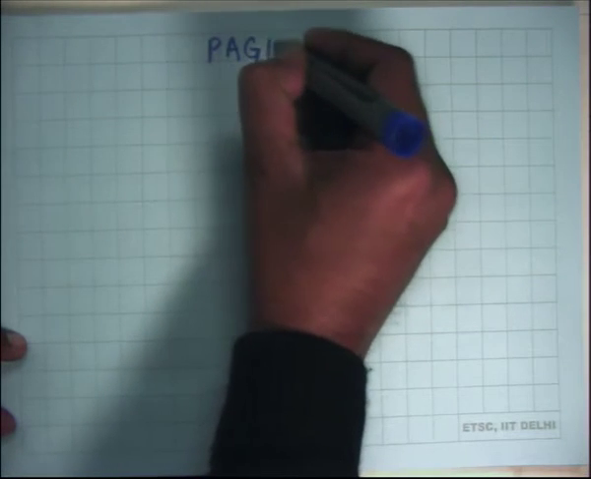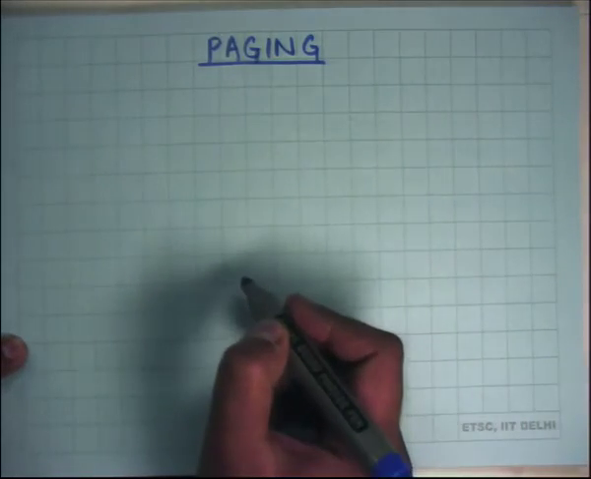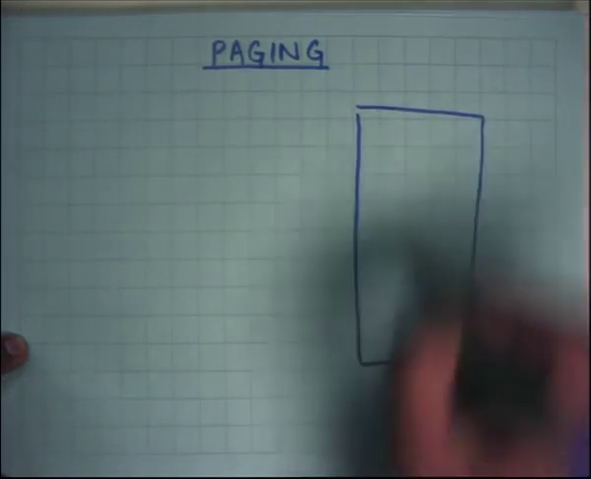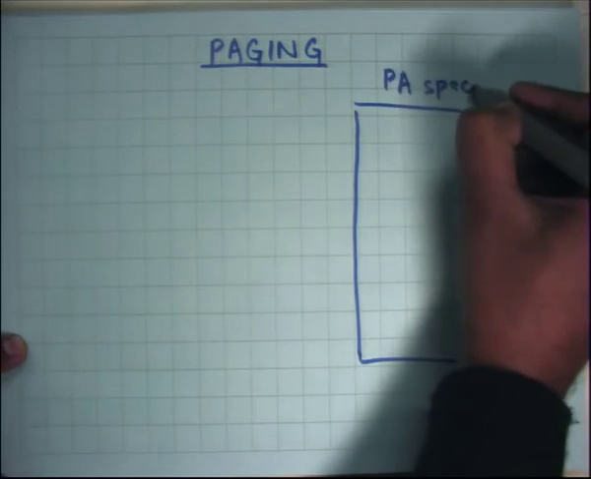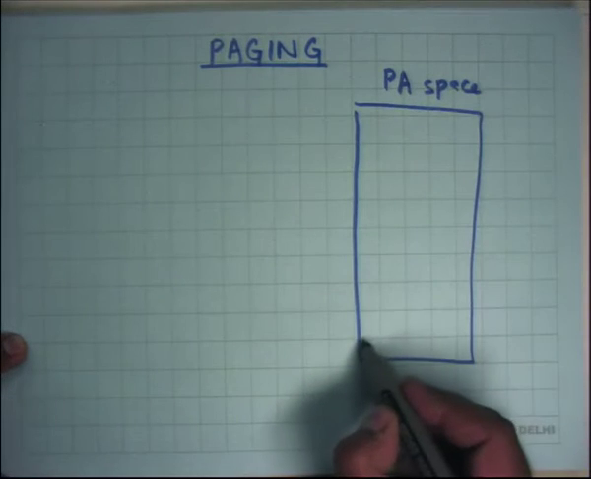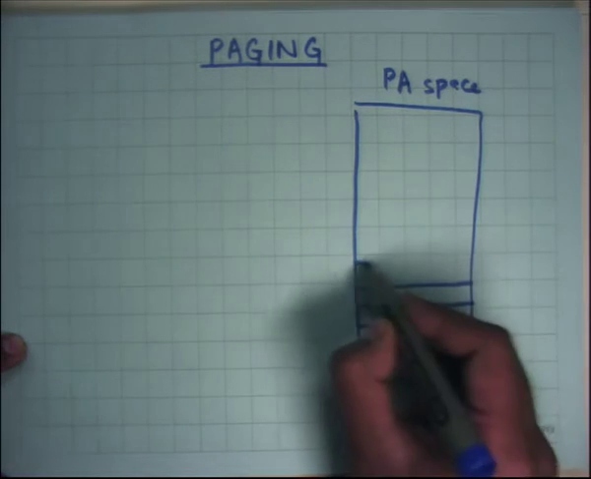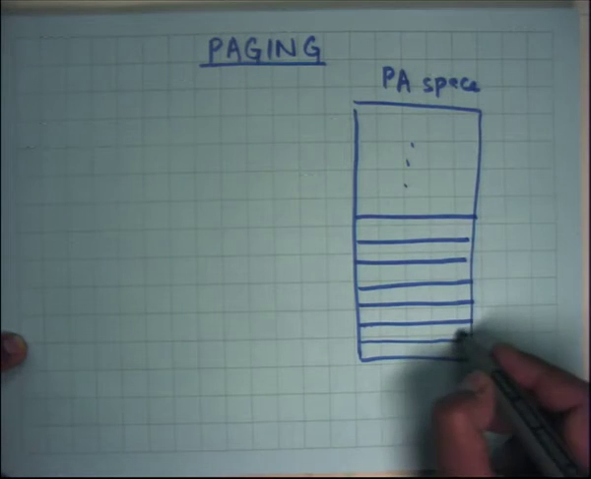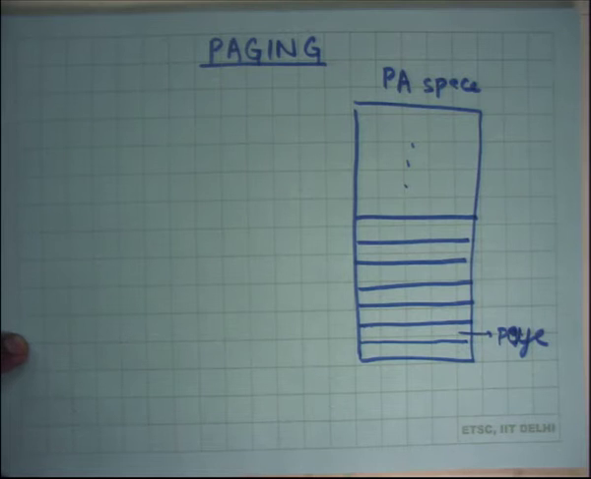So paging is another way of implementing virtual memory. Here what's done is, let's say this is a physical address space. I'm going to call it PA, physical address space. What it does is it divides this physical address space into fixed size chunks, called pages. So each of these frames is called a page.